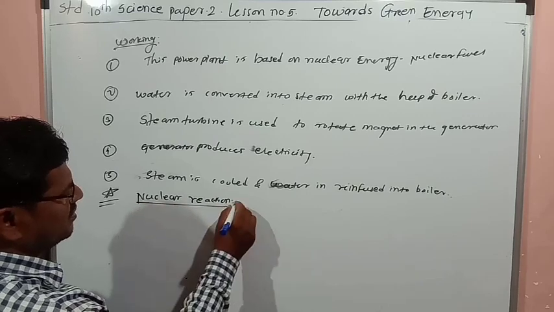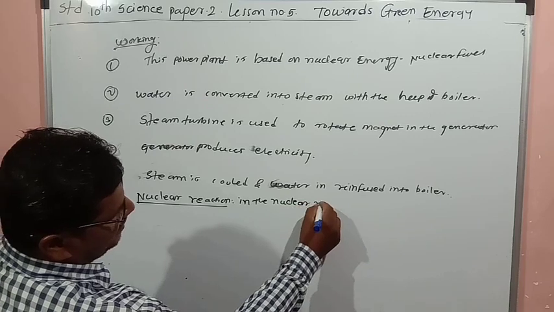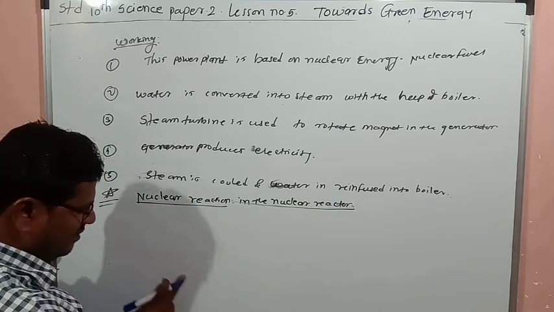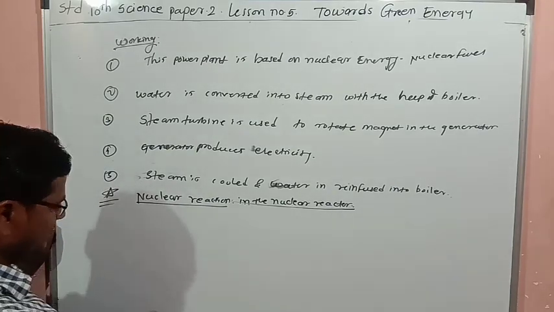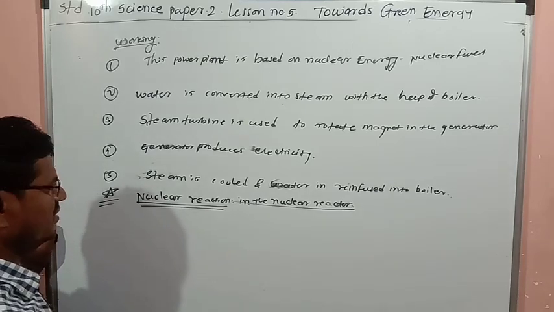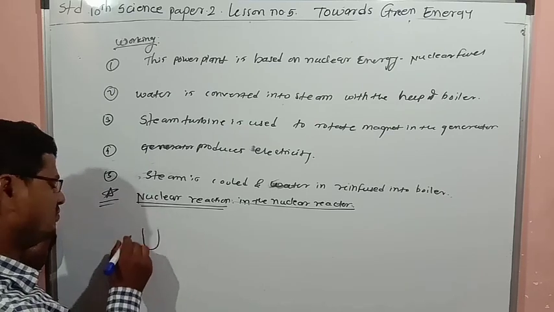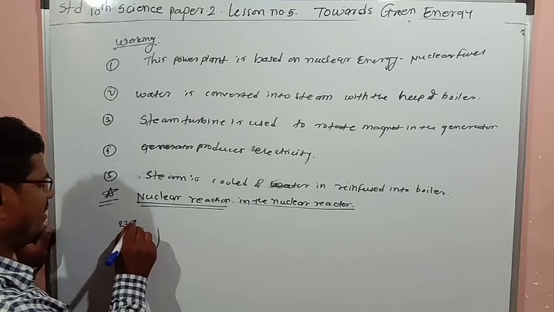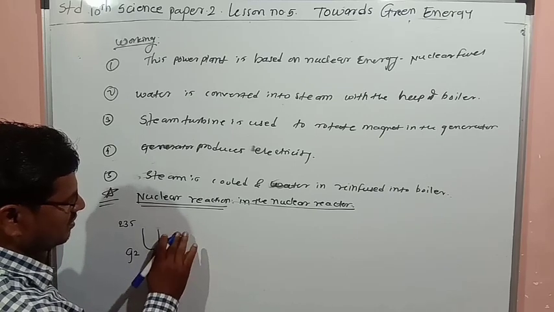Whatever nuclear reaction takes place in the nuclear reactor: in this nuclear reaction, the fuel uranium 92, 235 is used. It is bombarded with the help of neutrons.